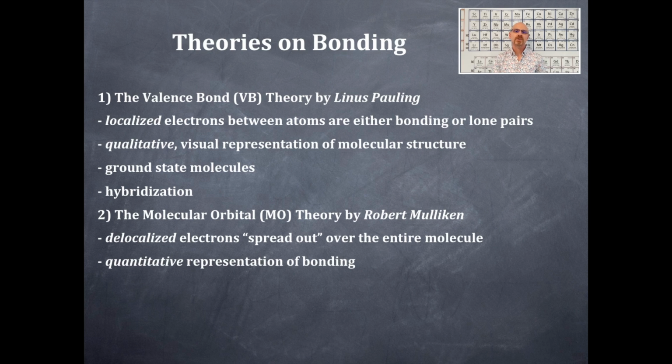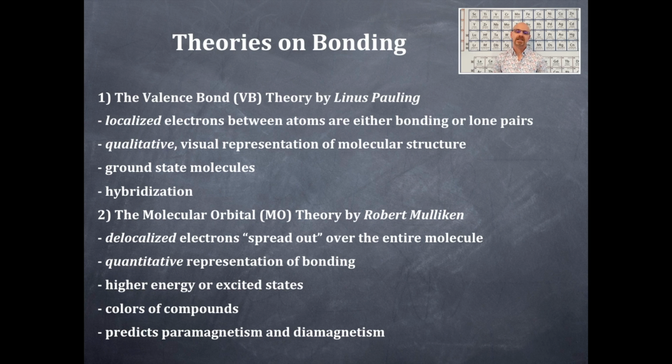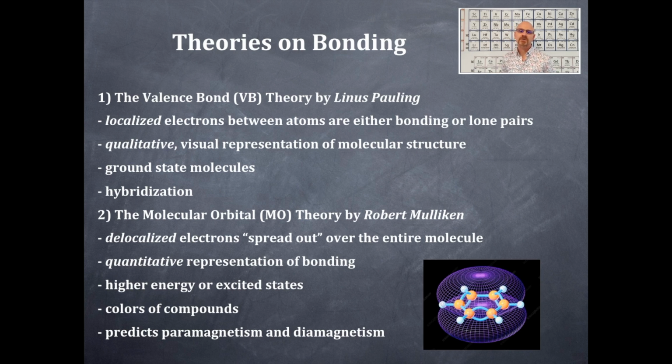You have bonding and anti-bonding orbitals. Okay, this represents higher energy or excited states of atoms. Very key there, of which the valence bond theory does not. It also works very well when you're talking about the colors of compounds. It describes how you arrive at the colors of those compounds, and it predicts paramagnetism and diamagnetism.